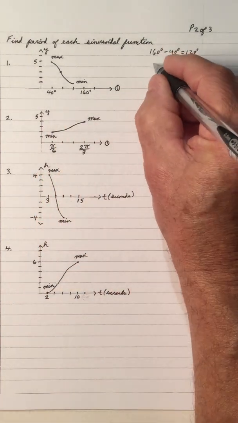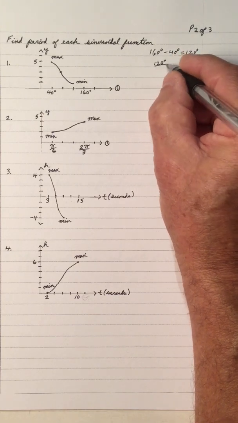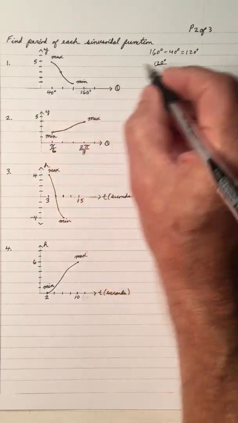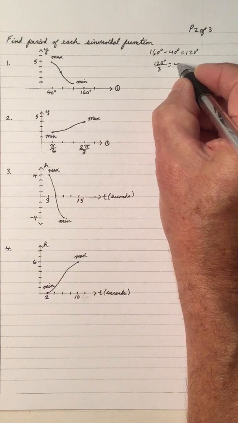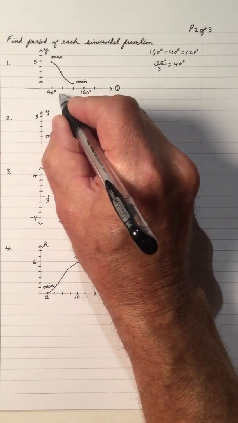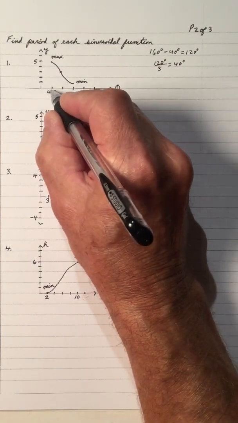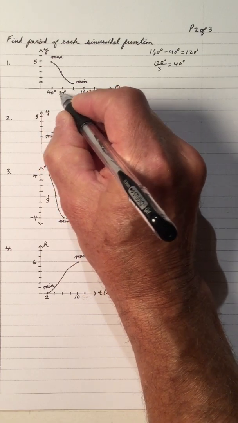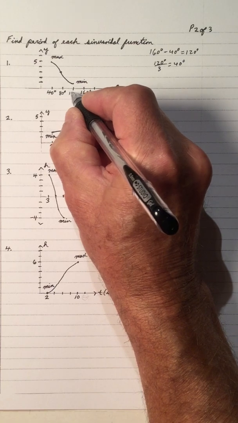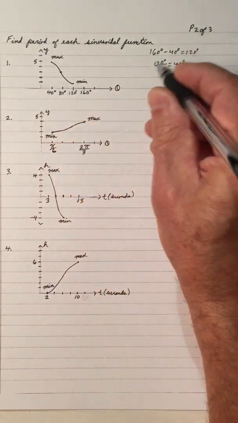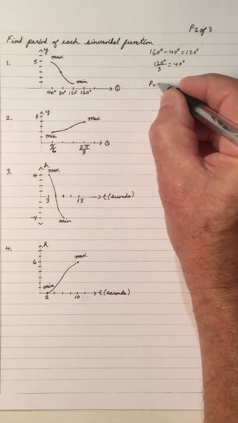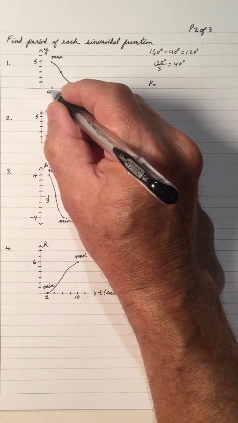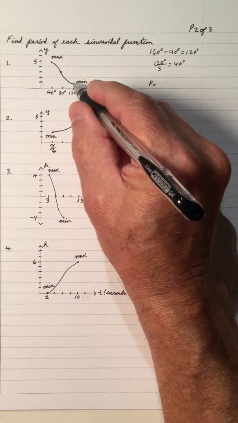So we take the 120 and divide it by 3. You get each interval of 40. So 40 plus 40 is 80, and 80 plus 40 is 120. So the period is from max to min.